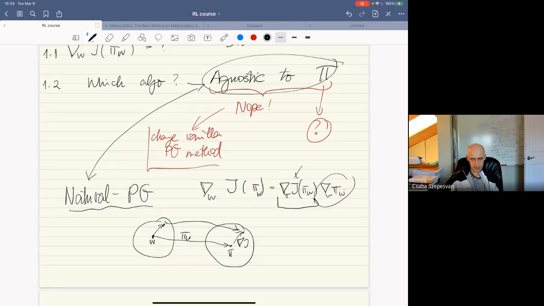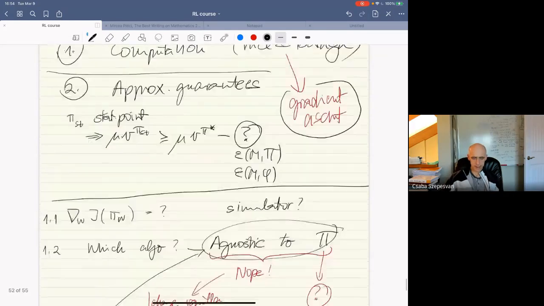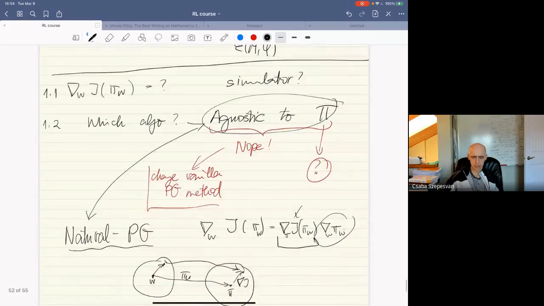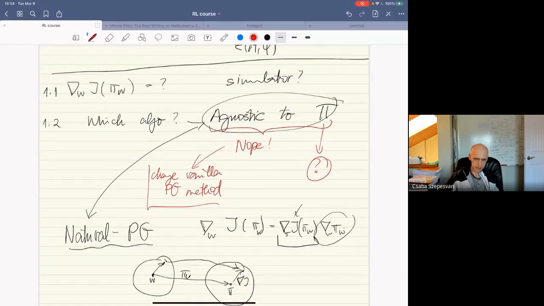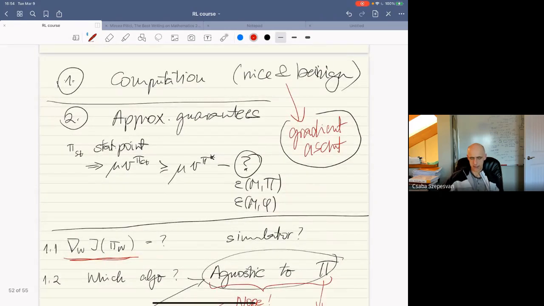All right, but I'm going to leave this to the next time. Next time we're going to start talking about this first question, how to calculate the gradients, and then we're going to talk a little bit about this natural policy gradient idea, and then we're going to touch on these approximation guarantees as well. Under what conditions can we have these approximation guarantees?